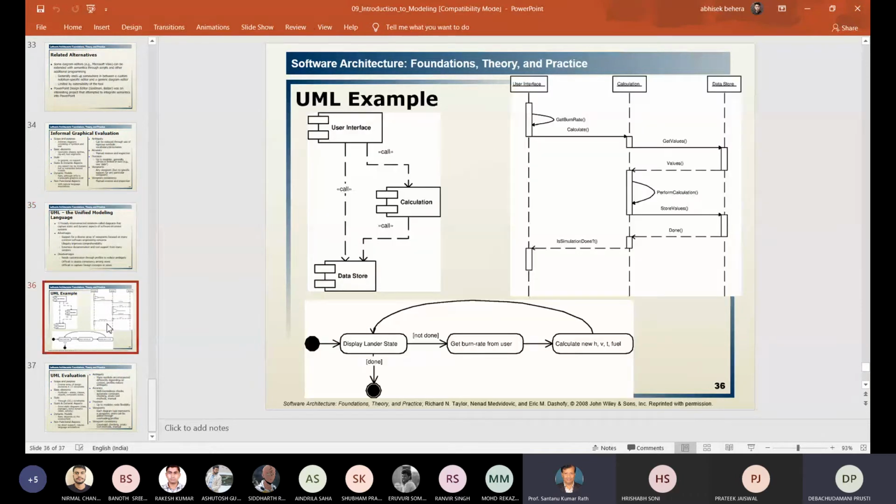Now, some UML diagrams. You have read it. Remember it. Yesterday only we have done it. Try to remember all these things. Yes, sir.